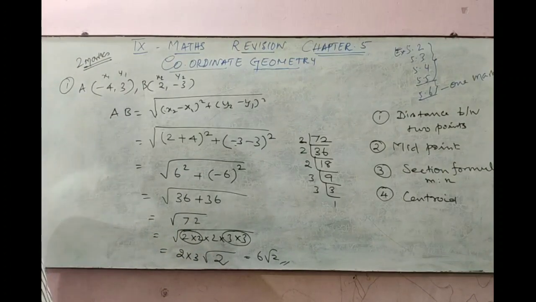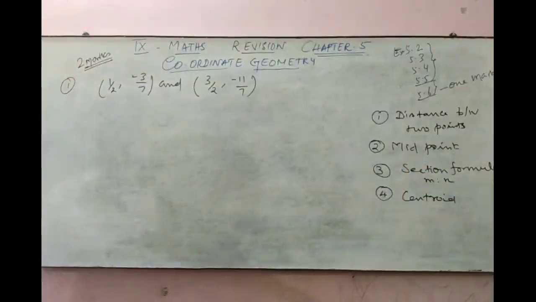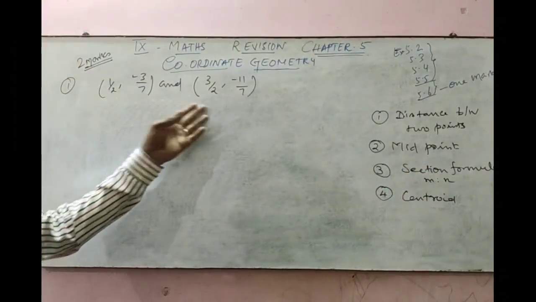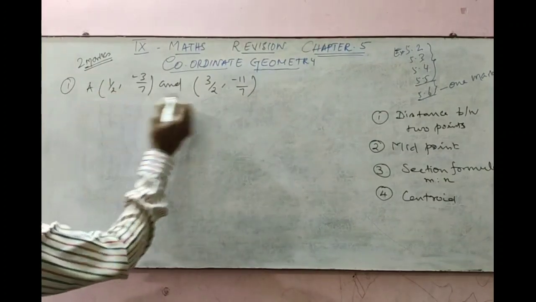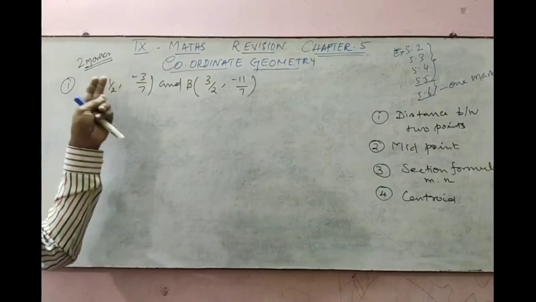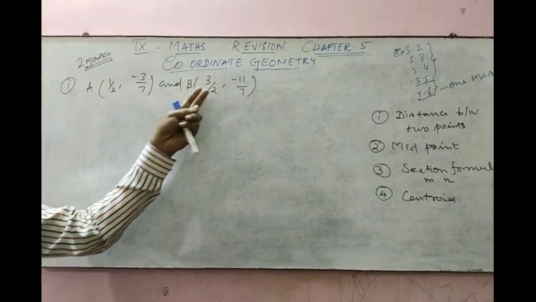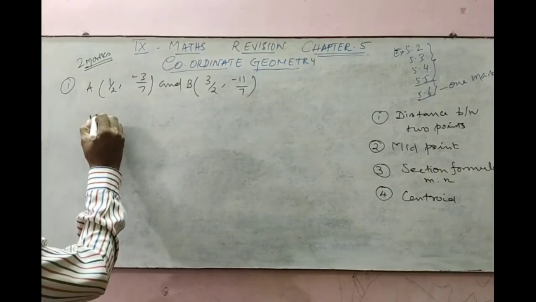So this is the way of finding the distance between the two given points. Next we are going to do the midpoint formula. Find the midpoints of the two given points. Here I am going to use the same coordinates. Let A be 1 by 2 comma minus 3 by 7 and B equal to 3 by 2 comma minus 11 by 7. We are going to find the midpoint of AB.